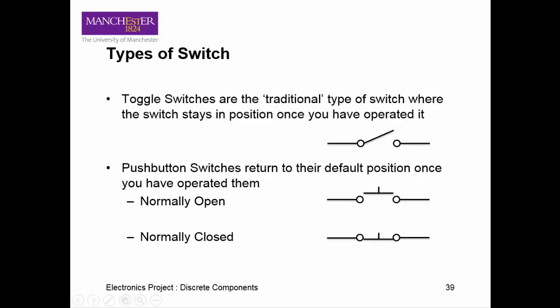The 2 most common physical switches are toggle switches and push button switches. Toggle switches stay in position once you have operated it. Push button switches return to their default position once you have released them. Push buttons are either normally open or normally closed. This indicates their default state when released. Other types of switches include rocker, slide, or rotary.